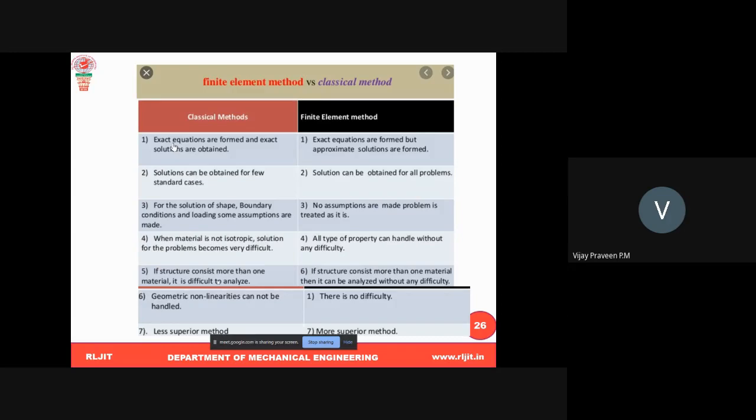That's why we took only simple ones and solved them. But in case of FEM, you can take any type of irregular body and easily solve it. There is no difficulty. That's why the classical method is less superior and this is the more superior method. So these are some differences between the classical approach and the finite element method. This is also one of the important questions they will ask in the examination.